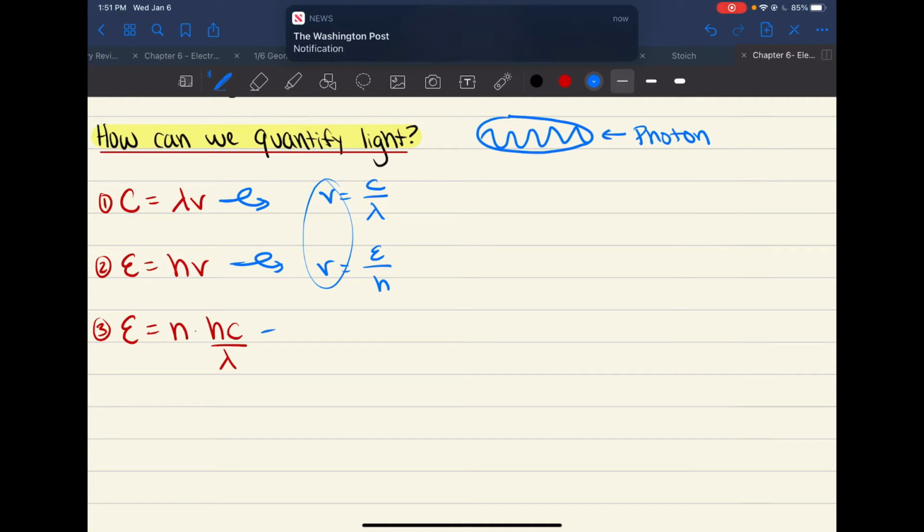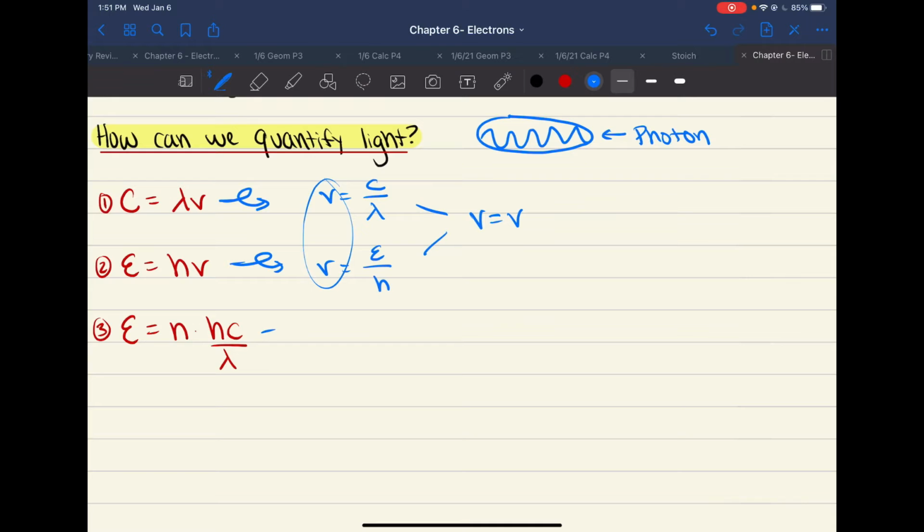So we set them both equal and we combine them to get v is equal to v, which is equal to c over lambda, which is equal to E over h. Now what we can do is multiply h on both sides to get E by itself, which gives us our equation E is equal to hc divided by lambda.